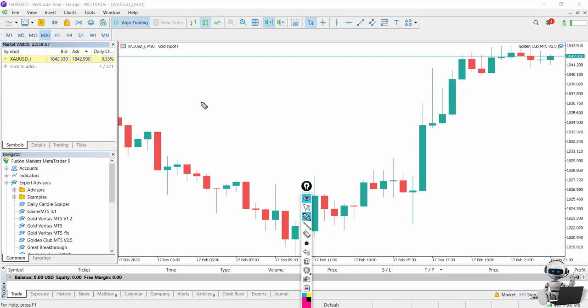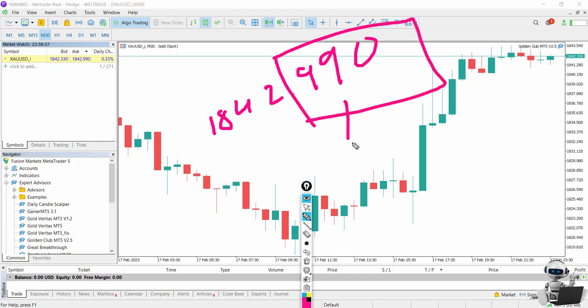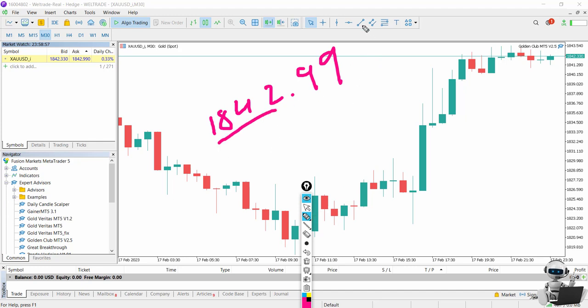So how do I know which one to use? Some brokers, for example this one, the price is 1842.090, so it has 3 digits at the end, and you will use the 3 digit set file if you have a price like this. Some brokers, for example, have 2 digits like this. Let me just make sure, yeah, this one. For a price like this with 2 digits, you will use the 2 digit set file. So everything is clear for you.